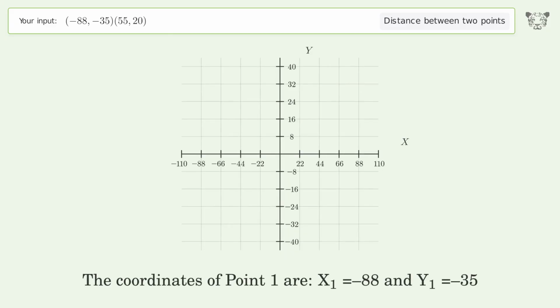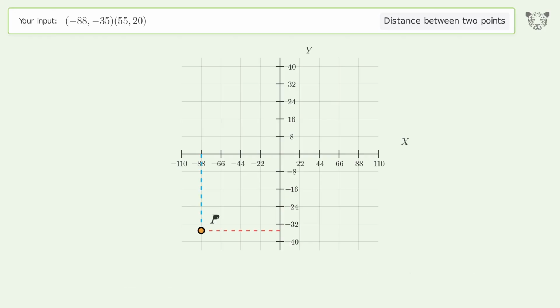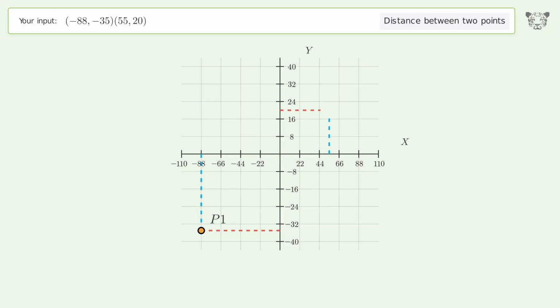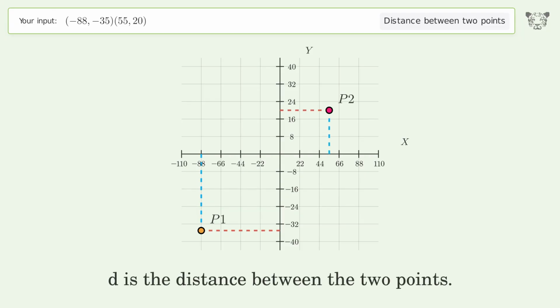The coordinates of point 1 are x1 equals -88 and y1 equals -35. The coordinates of point 2 are x2 equals 55 and y2 equals 20. D is the distance between the 2 points.